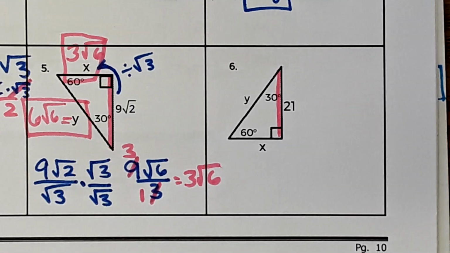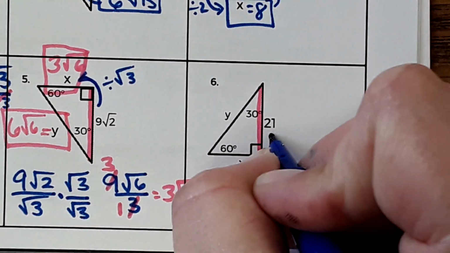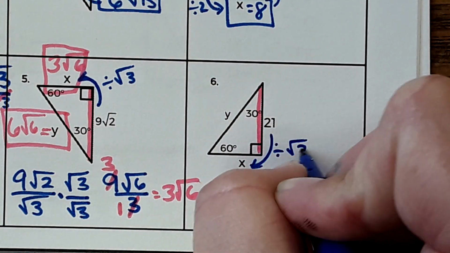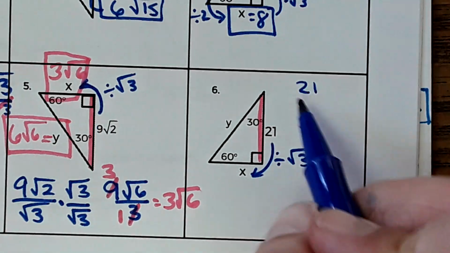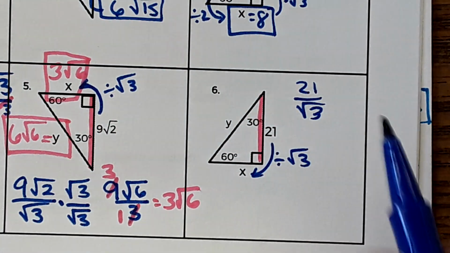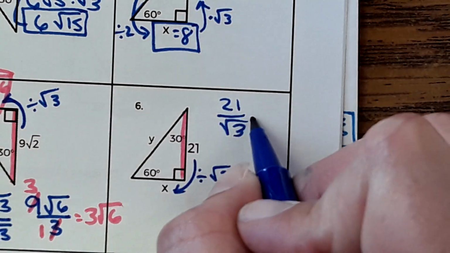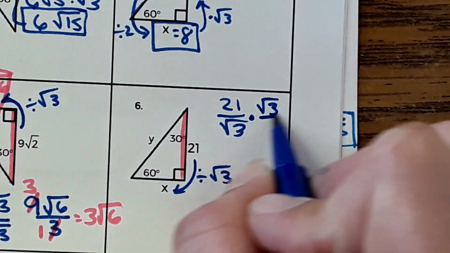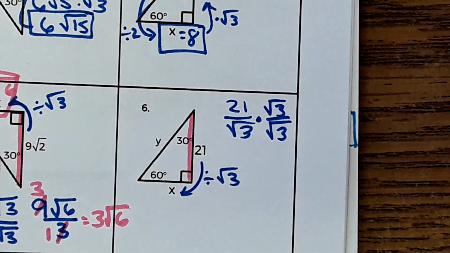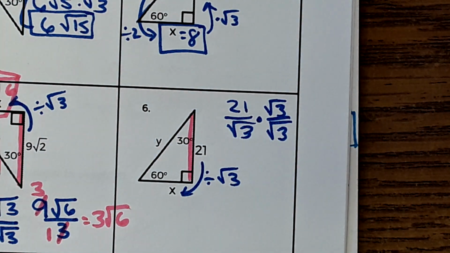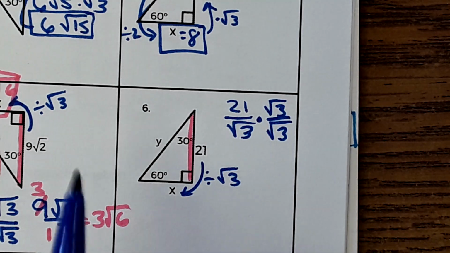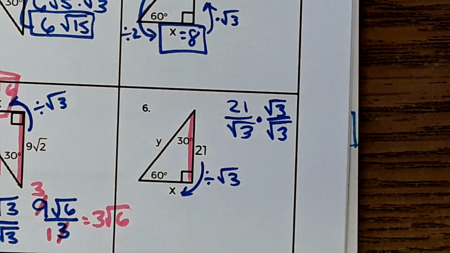And then number 6 is the same process. We're going to divide by square root of 3, so 21 over square root of 3. I can't have that radical in the denominator, so I multiply by this. My first year teaching this, I tried teaching this before I reviewed how to simplify radicals, and that went really bad.